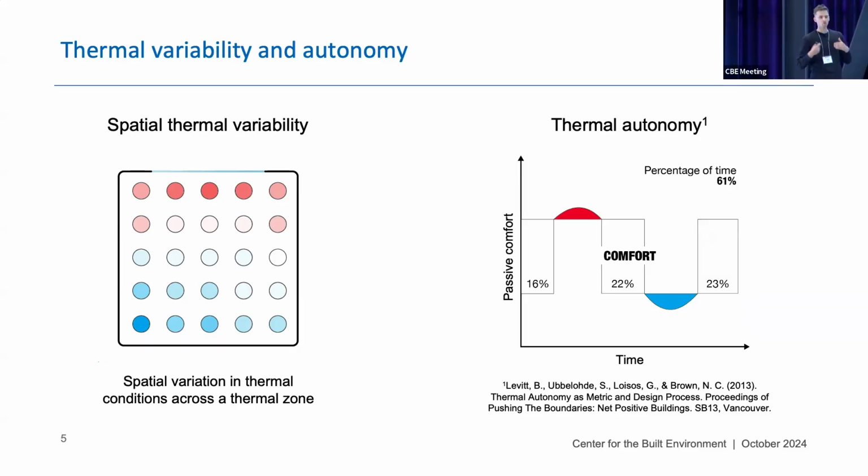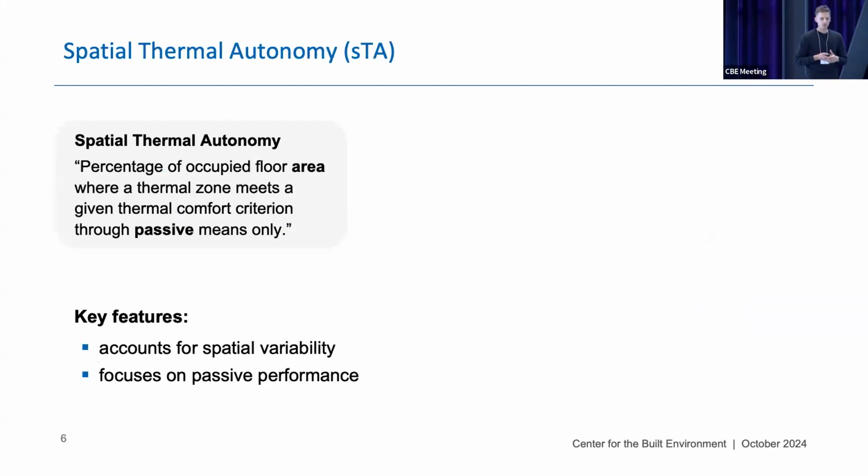What we want to do with spatial thermal autonomy is basically to combine these two aspects. So in the end, we would define spatial thermal autonomy as the percentage of occupied floor area where a thermal zone meets a given thermal comfort criterion. This can be the PMV index or the adaptive model through passive means only. So first element is area. The second one is that we want to look into passive simulation or passive performance only.